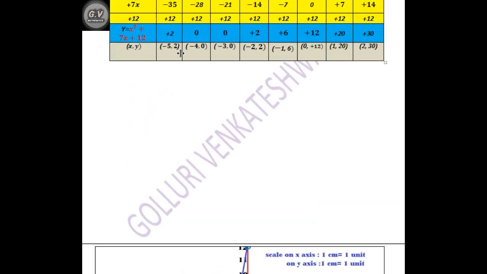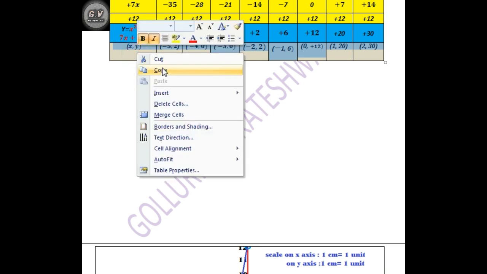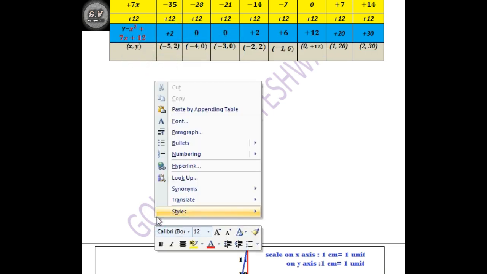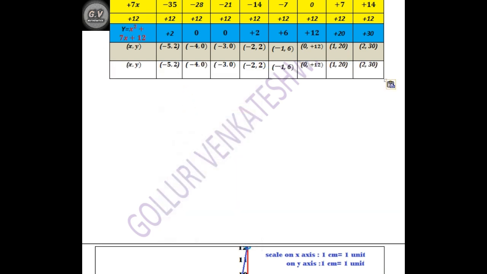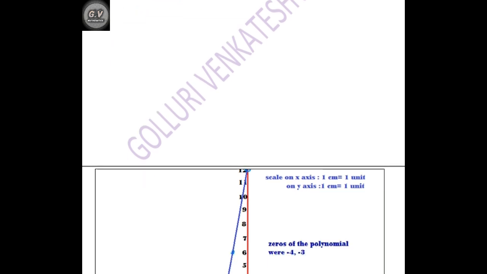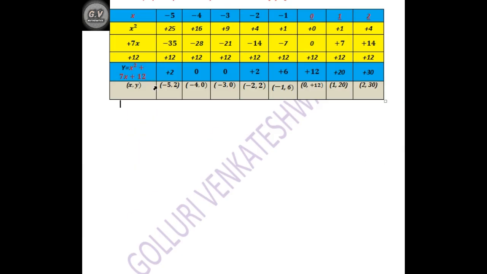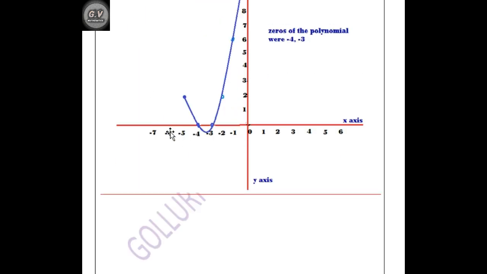Minus 5 comma 0. Look here, minus 5 comma 0. No need. So look here, what is my first ordered pair? Minus 5 comma 2. Minus 5 comma 2 is an ordered pair. What about the second ordered pair, Nana?